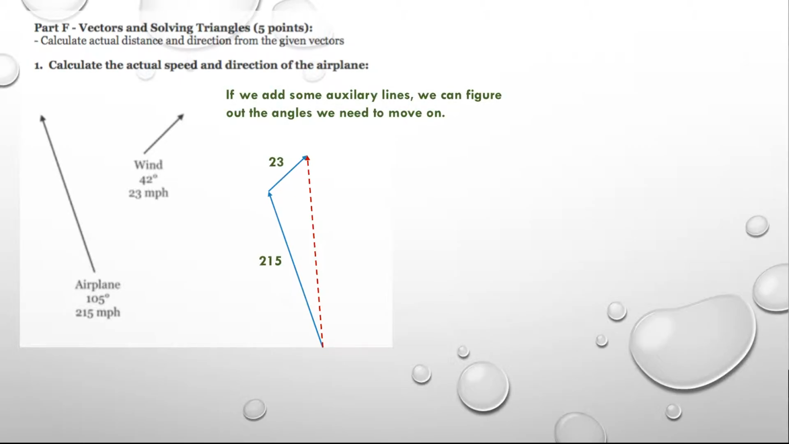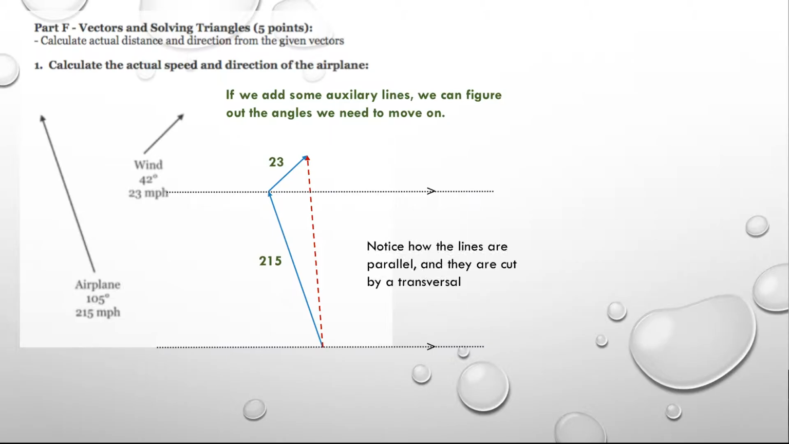If we add some auxiliary lines, we can figure out some angles that will help us move on. So we add a line at the bottom and a line at the top of our airplane vector. And remember, these are parallel lines. So these are parallel lines and they are cut by a transversal. The airplane vector is a transversal that's cutting through these two parallel lines.